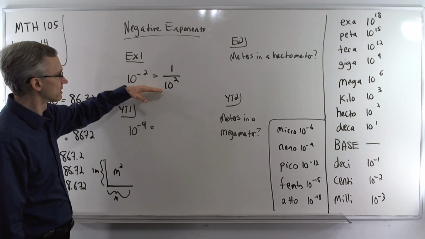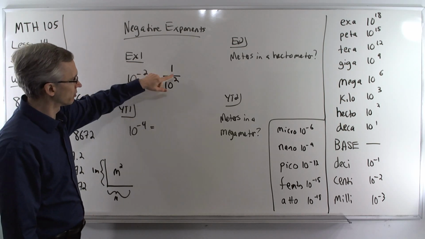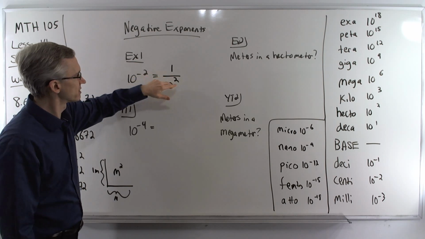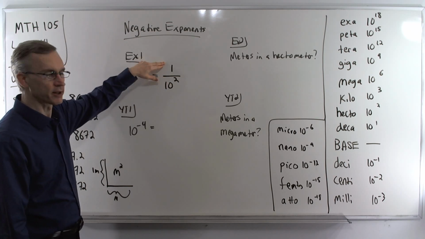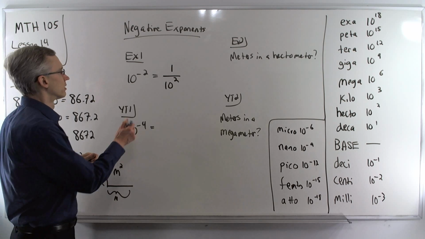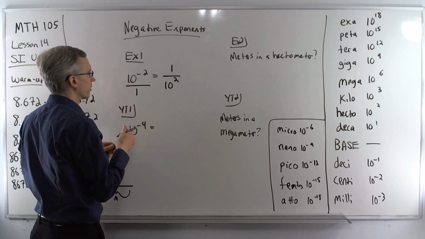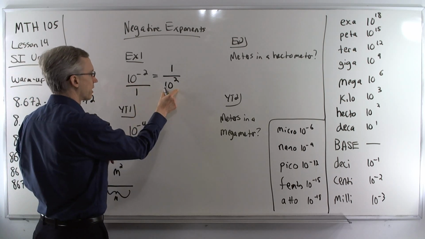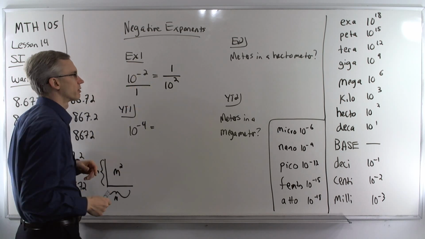So basically the idea is if you take some expression with an exponent and move it across the divisor line, you change the sign on the exponent. Anything can be written over 1, so as we take this in the denominator and move it to the numerator, the exponent changes sign.